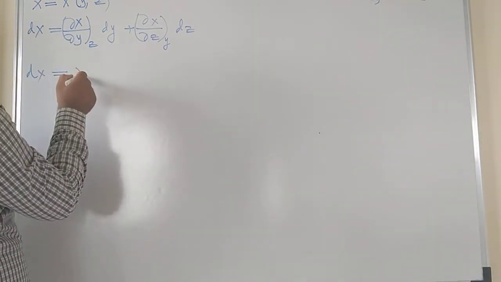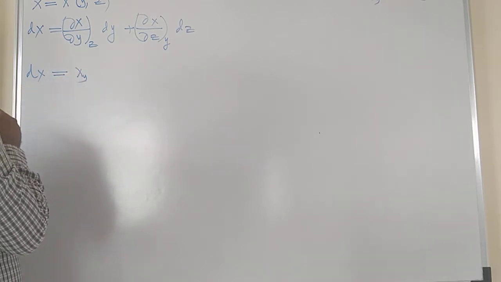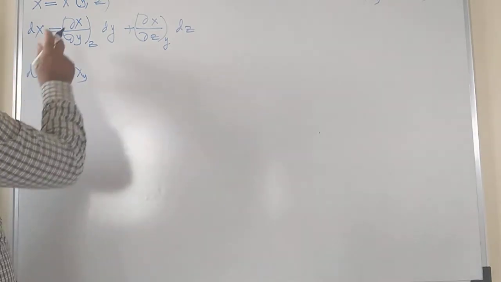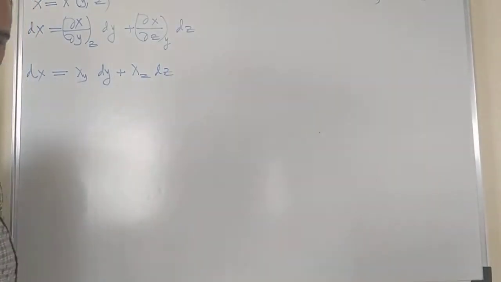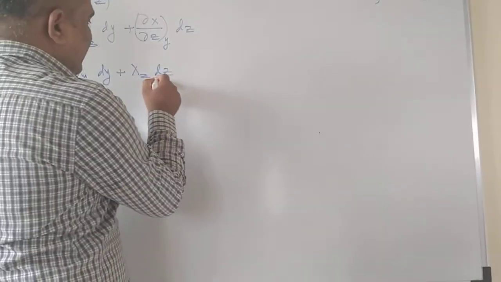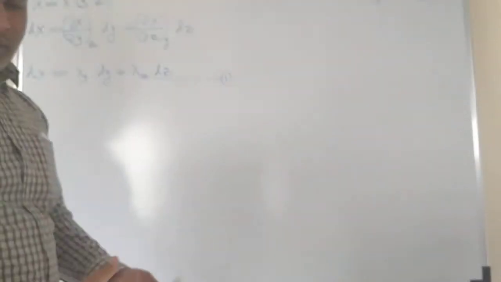The same function I can write in short, dx is equal to, now x is a function of y, so I can write x suffix y. This is the partial differentiation of this function with respect to y into dy plus x suffix z, partial differentiation of the function x with respect to z into dz. Got it? Let me say this is our equation number 1 for our clarity, to understand it more clearly.